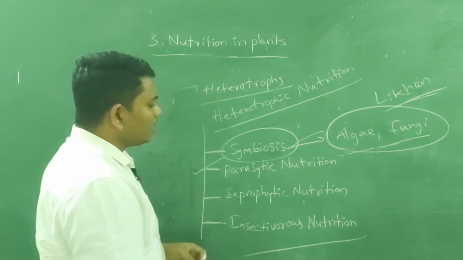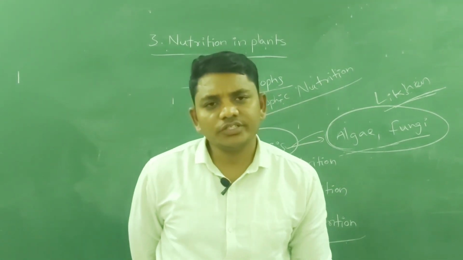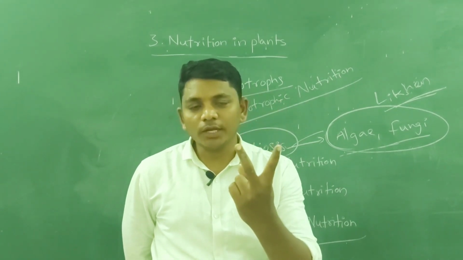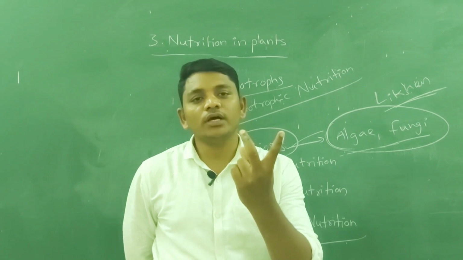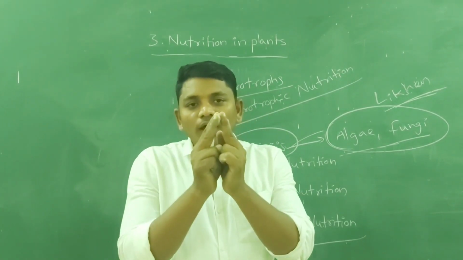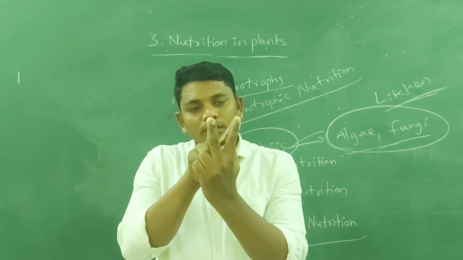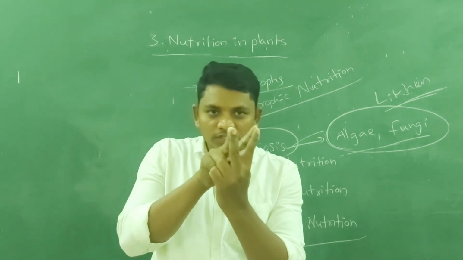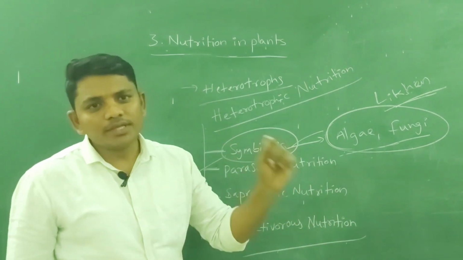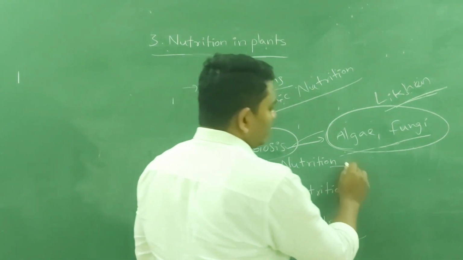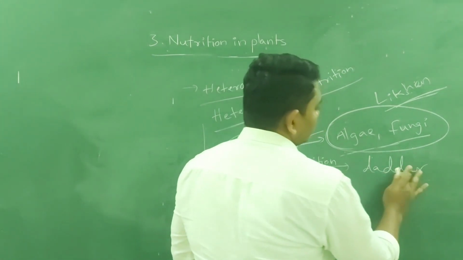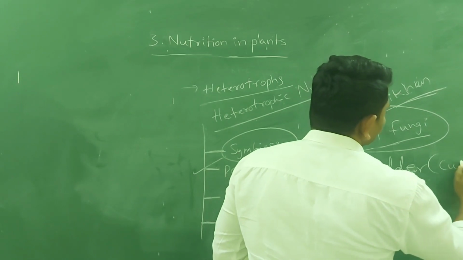Second one, parasitic nutrition. In this relation, two different organisms live together, but one is getting benefit and the second one is losing its properties. So if two organisms make a relation, and one is getting benefit while the second one is losing, that is called parasitic nutrition. The best example for parasitic nutrition is dodder, D-A-D-D-E-R. Another name for dodder is cuscuta.